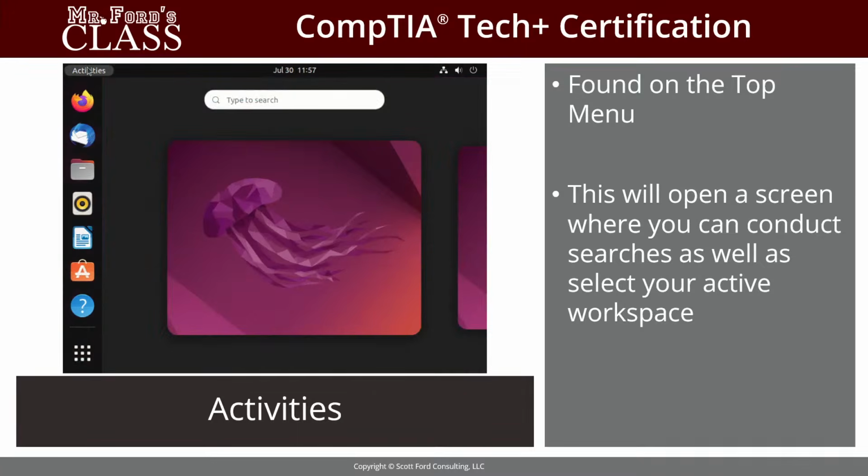Activities, found on the top menu. This will open a screen where you can conduct searches as well as select your active workspace. Now, here's something you may not know. In Linux, you can have different workspaces open. In macOS, you can have different workspaces open. Even Windows 11, you can have different workspaces. So you can have a workspace dedicated to work, or dedicated to, let's say, communication, one dedicated to games. And you can switch between your workspaces depending on what you're doing for the day.